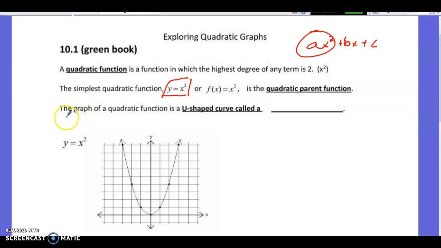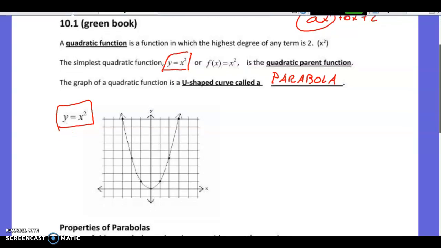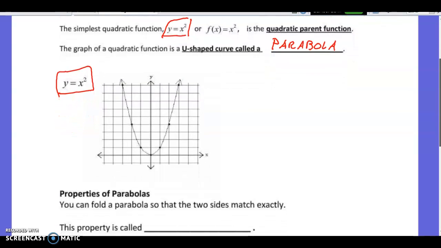All right, the graph of a quadratic function is a U-shaped graph, and you'll hear me referring to this. It's called a parabola. So anytime we talk about a parabola, we are talking about just the shape of a graph. They can open up or down or whatever, but this parent graph looks like this. So those are known as parabolas.